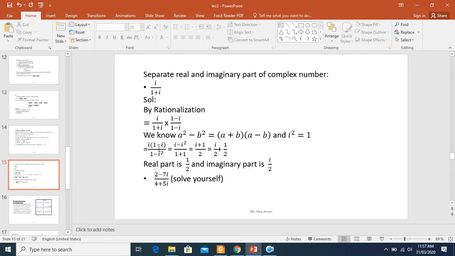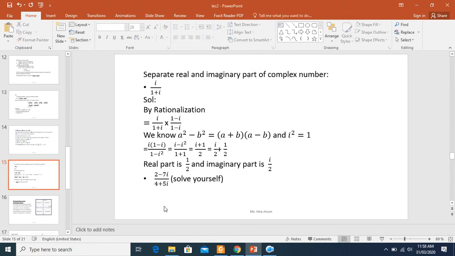We multiply iota with the inner values, and it becomes iota minus iota square. We open iota square, and the value becomes iota minus (minus 1), which gives iota plus 1 over 2. We separate both values: iota over 2 plus 1 over 2. Here we have a real part 1 over 2 and an imaginary part iota over 2.